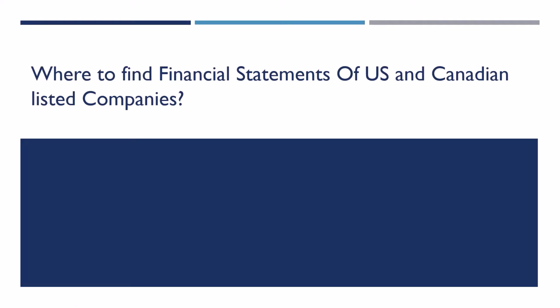Hello everybody. In today's episode, we'll look into how and where we can find all the financial information needed for publicly listed companies in either the US or Canada. Normally, each company listed on the stock market has to publish its financial statements on a quarterly basis, consisting of the revenues generated, its costs, and profits.